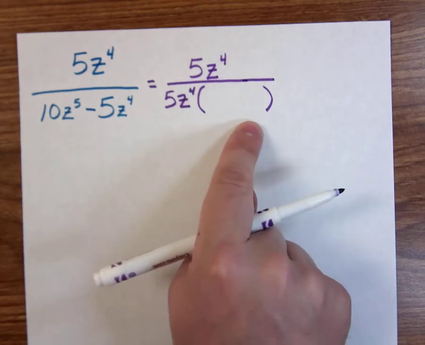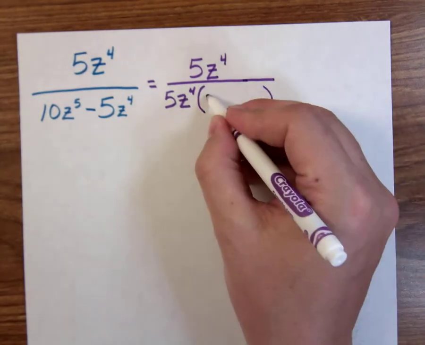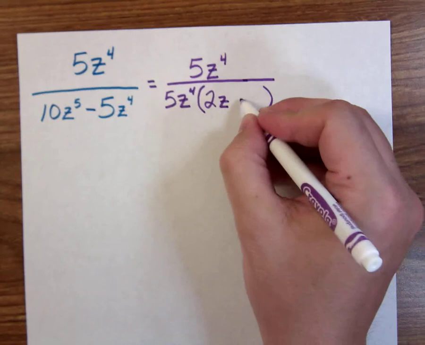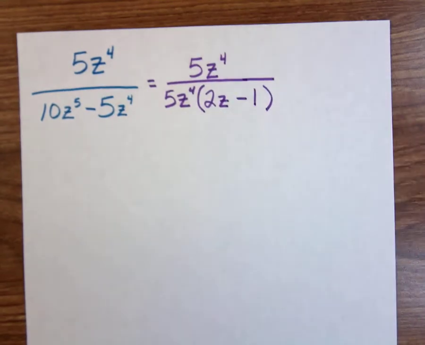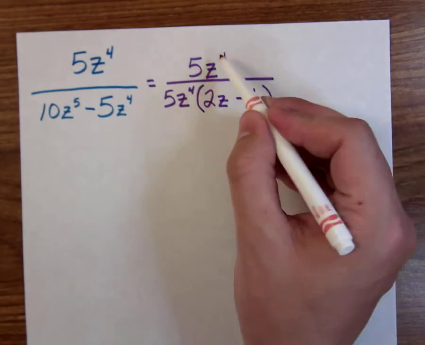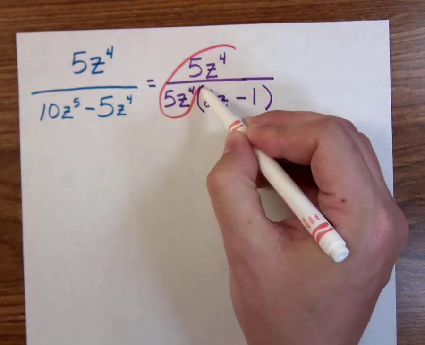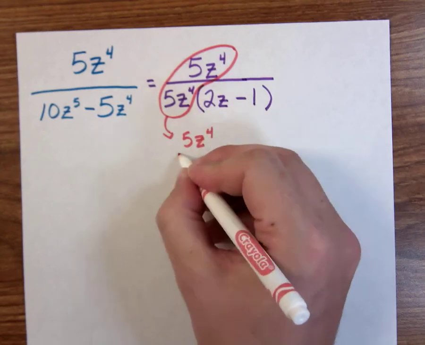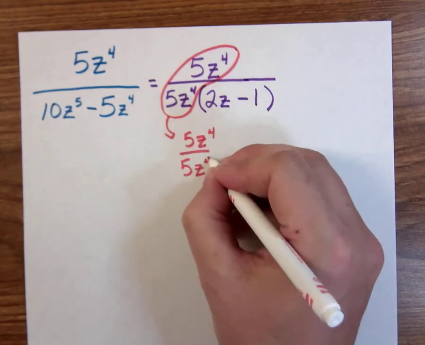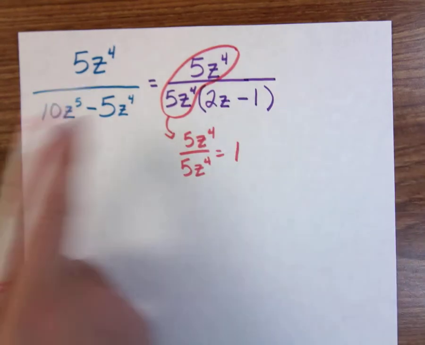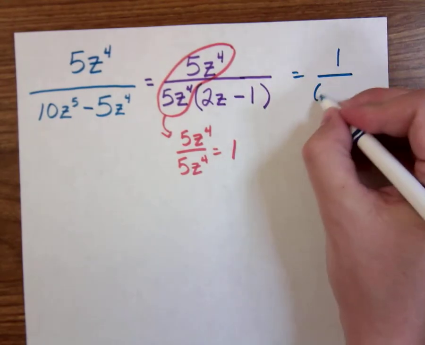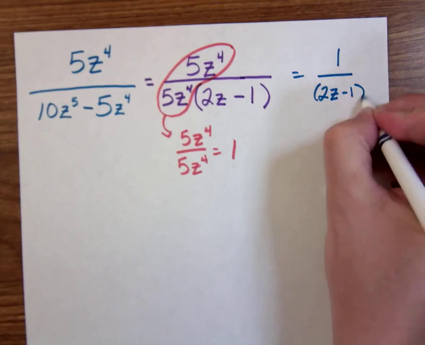What am I left with? 2z, or not 2z, minus 1. Now that I've got it factored, do you see anything that can reduce? Yeah, we've got 5z to the 4th on the top and 5z to the 4th on the bottom. What is 5z to the 4th over 5z to the 4th? 1. Anything divided by itself is 1. So my answer here is 1 over 2z minus 1.